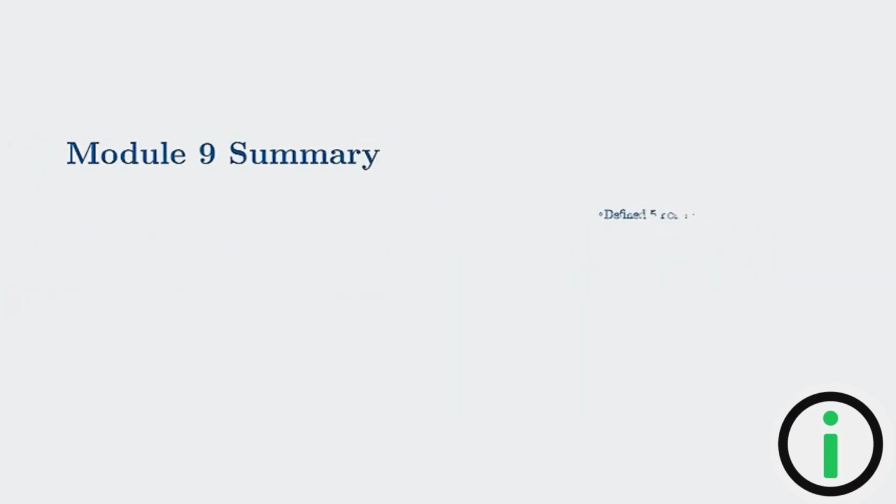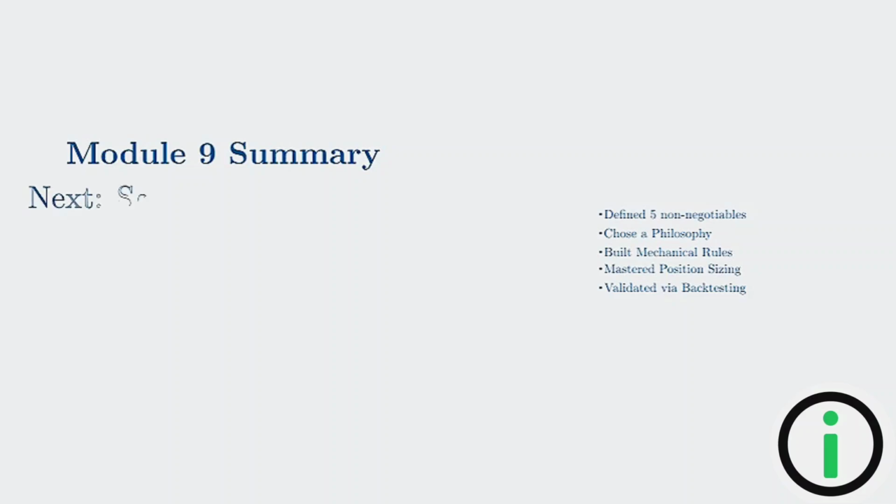To summarize this module, you defined your 5 non-negotiables. You chose a philosophy, you built mechanical rules, you mastered position sizing, and you validated everything. You now have a complete professional strategy. In the next module, we will discuss how to scale this system as your account grows.